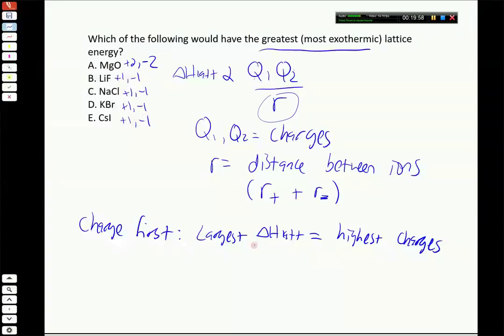In this case, since we're looking for the largest lattice enthalpy, we're looking for the highest charges, and the only one that has +2 and -2 charges is MgO, so we can automatically assume that's our answer. We don't even have to compare radii here. Comparing MgO to LiF, those are going to have some similar radii, but it doesn't even matter what that comparison is because the charges for this one are higher. So when we're comparing lattice enthalpies, look at charge first. If you want the highest lattice enthalpy, you want the highest charge. If you want the smallest lattice enthalpy, you want the smallest charges. And then if you're asked to compare two that have the same charges, that's where you have to look at the distance, which is inversely related to lattice enthalpy.